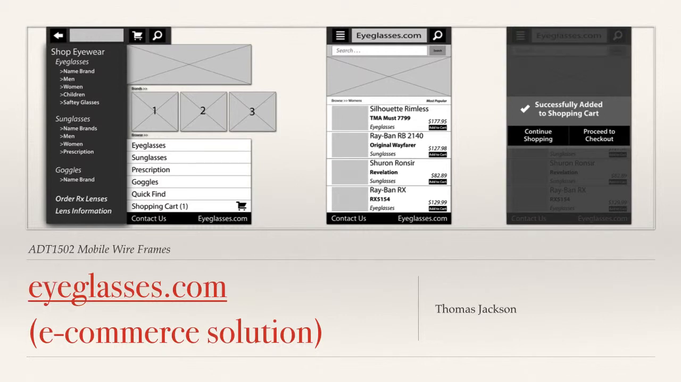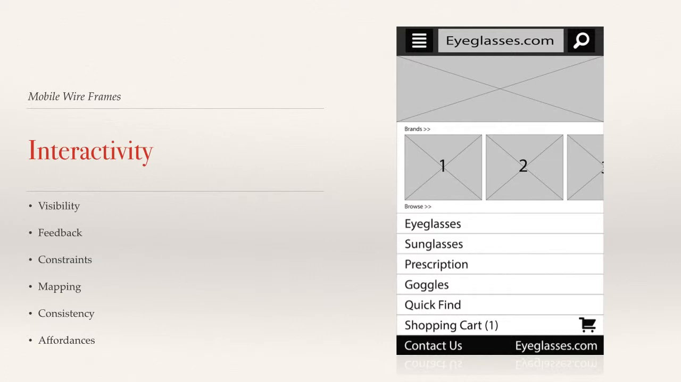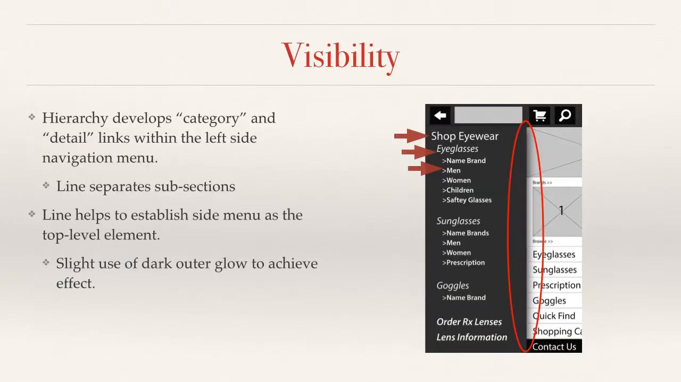So this month I am going to be focusing on designing an e-commerce solution for a website that sells eyeglasses, sunglasses, and goggles. Within the rubric, there are a few things that needed to be discussed in the interactivity section: visibility, feedback, constraints, mapping, consistency, and affordances.